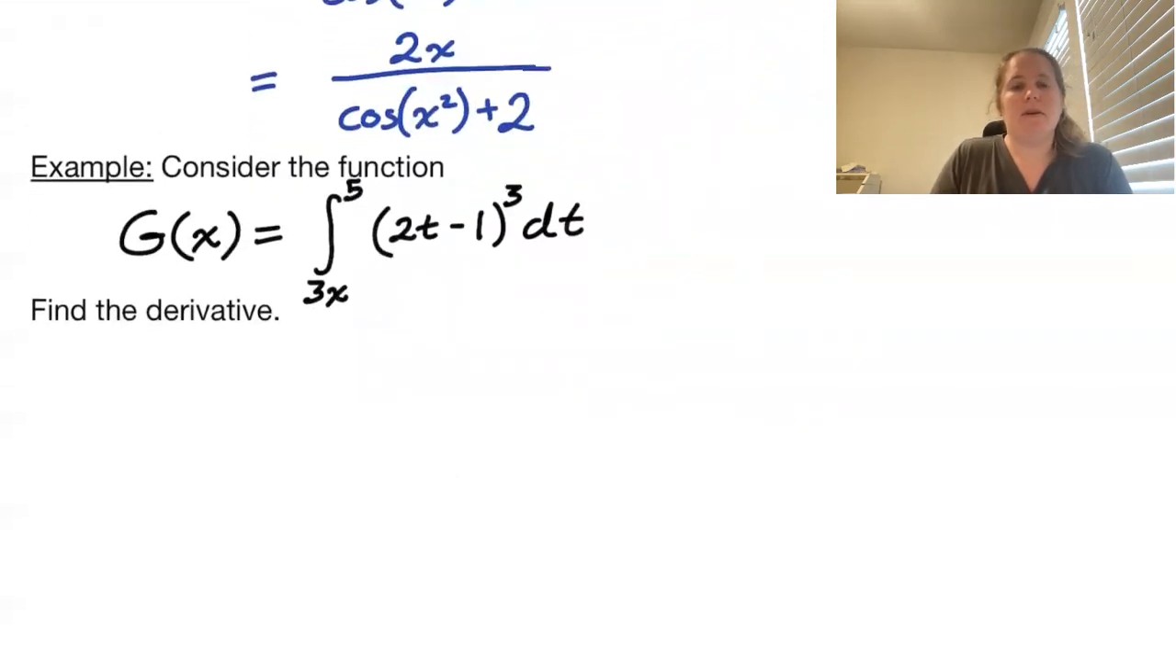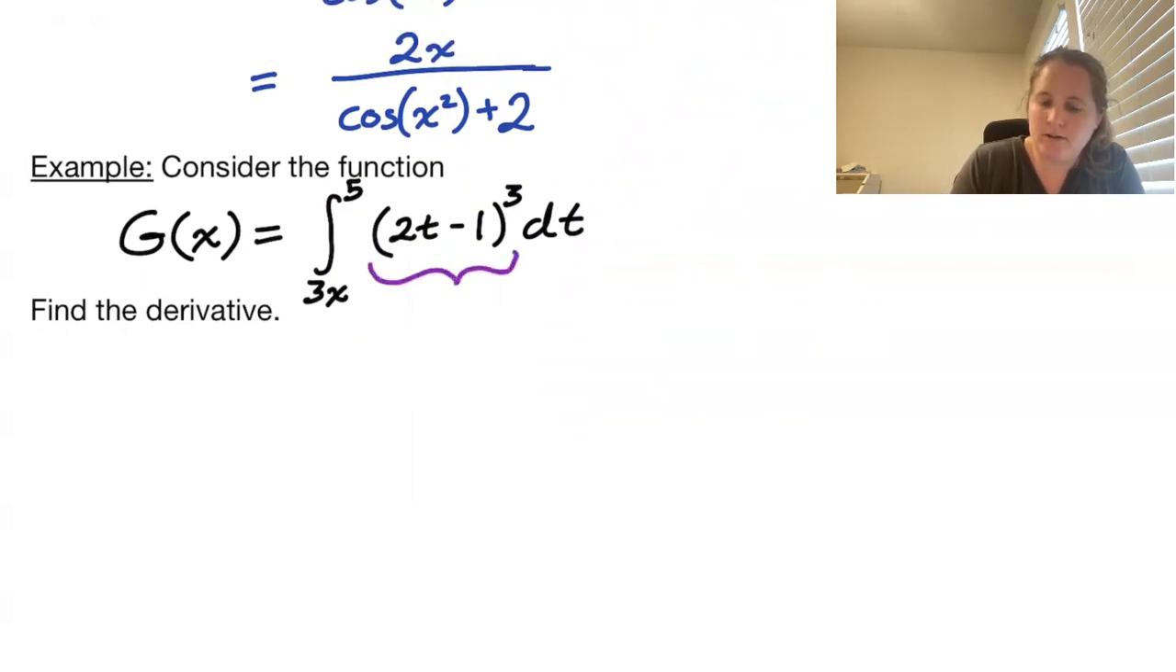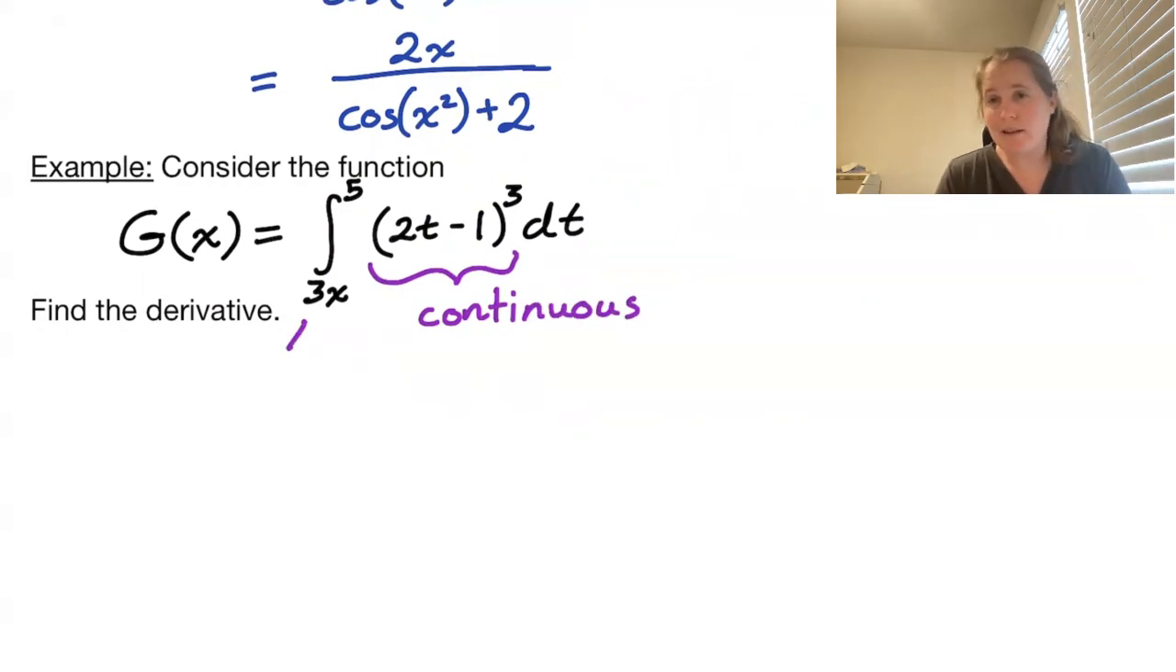Next up, we want to consider the function capital G of x is equal to the definite integral from 3x to 5 of 2t minus 1, the whole thing cubed, dt. So again, the function inside of our integral is that 2t minus 1 cubed, which is definitely continuous. Our a here is acting as 3x, which we're used to having a constant there.